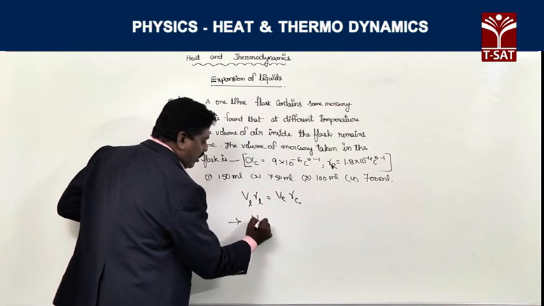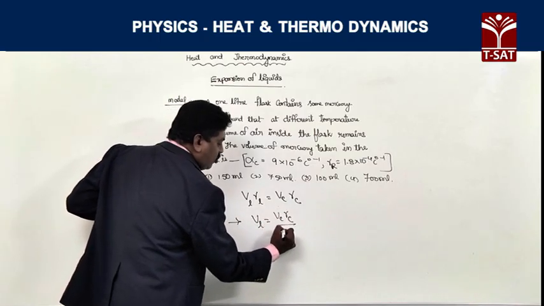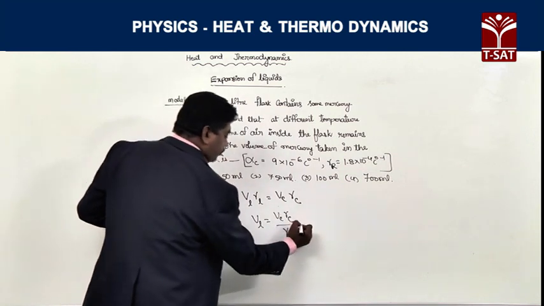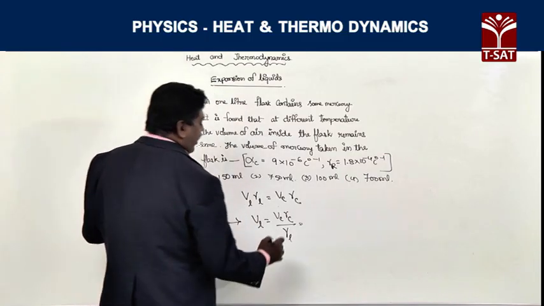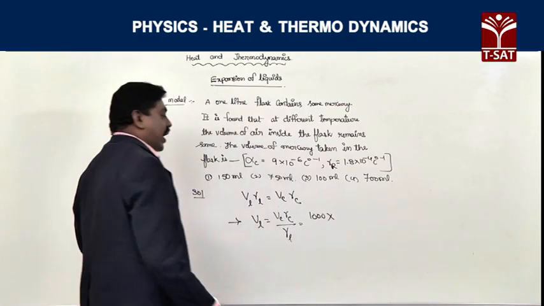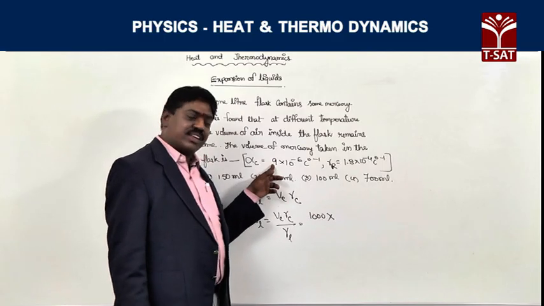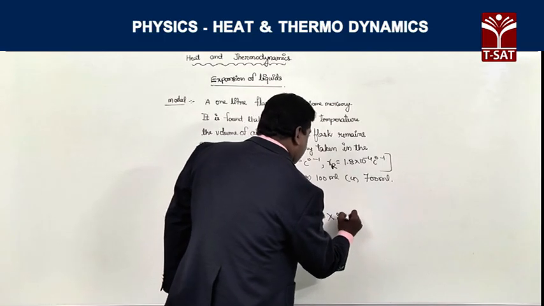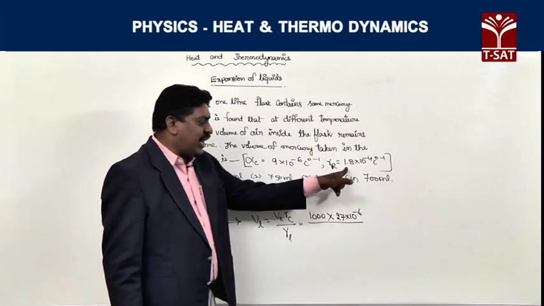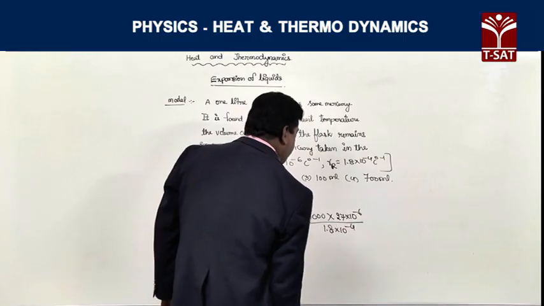From this we have V_L equals V_C gamma_C divided by gamma_L. Now the volume of the container is given as 1 liter, which I can write as 1000 ml, and gamma of the container is 3 alpha_C. 3 nines are 27, so 27 into 10 to the power of minus 6 divided by gamma_L. Gamma_L of the liquid is given as 1.8 into 10 to the power of minus 4.